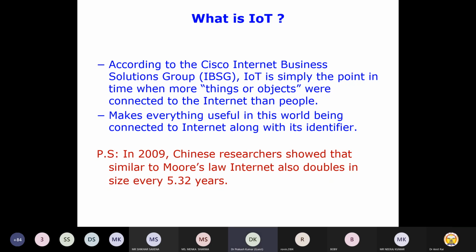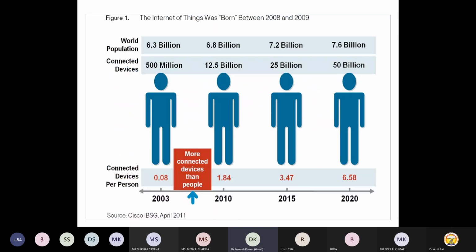Similarly, Chinese researchers predicted in 2009 that the internet will also double every 5.3 years. In 5 years, internet speed will double, and requirements will get doubled. Now see, lots of bandwidth. Imagine the data generation we'll move on to. Now look at this figure.